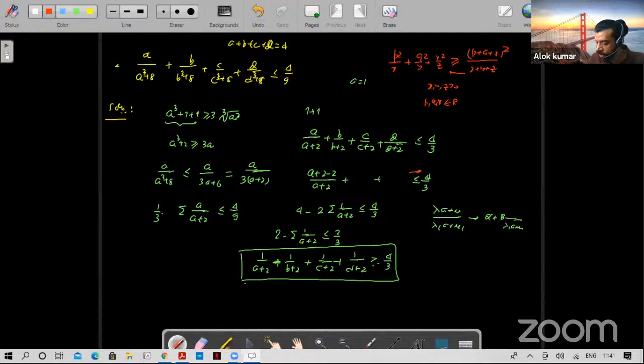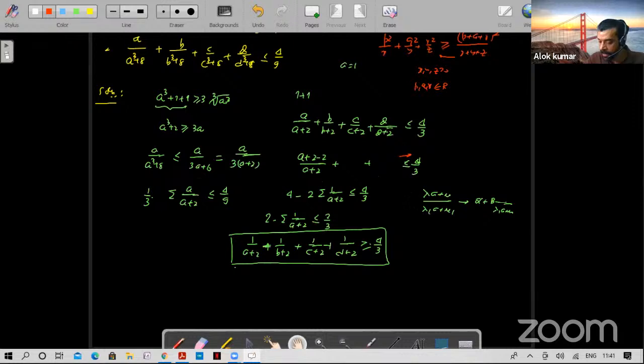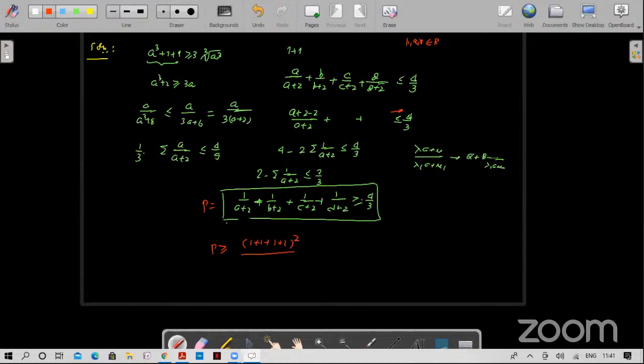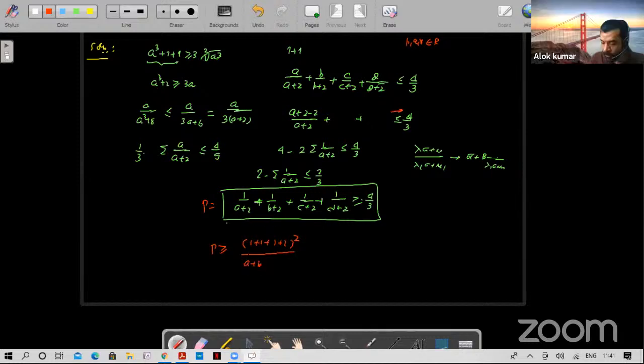From here I can finish in 2 ways. One way is directly we can apply Titu's inequality and one can write that if this is p, I can write p greater than or equal to 1 plus 1 plus 1 plus 1, 4 ones whole squared, and add up all the denominators. That nicely gives you a plus b plus c plus d plus 8. And so that equals, this is 16 over, the constraint is 4, so 4 plus 8, 12. And that gives you the 4 over 3 that you got.